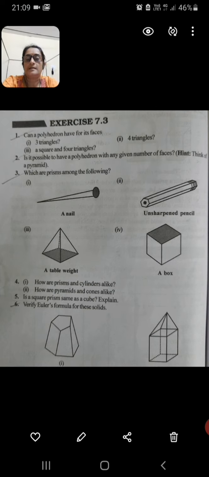Apart from that, there are some solid figures which you don't call polyhedrons. Some figures like a sphere or a cone are not called polyhedrons because they are not made up of polygons. Right? They are curved shapes. They don't have edges. They don't have vertices. So we don't call them polyhedrons. So for a polyhedron, it should have a face, edge, and vertices, all 3.